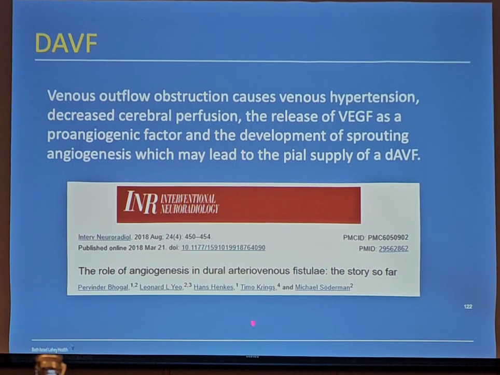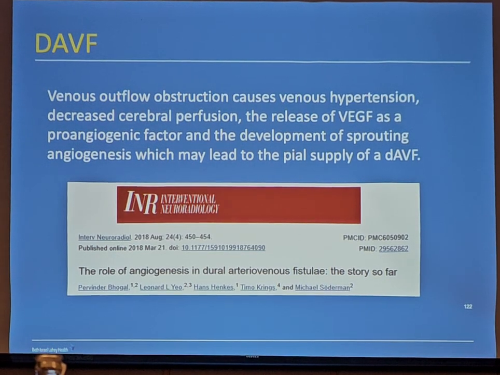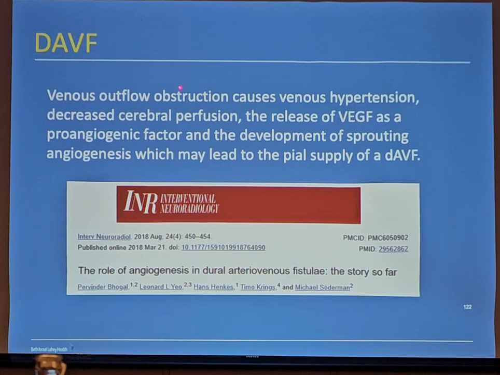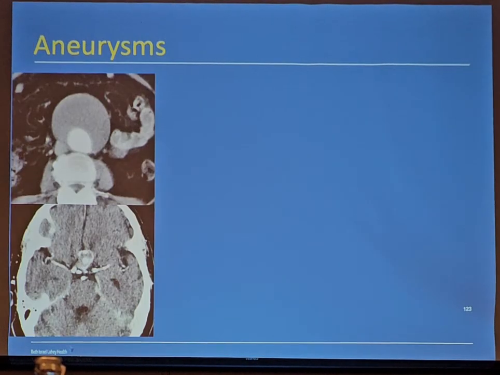Then we can understand how dural arteriovenous fistulas work. Because in dural arteriovenous fistulas, and this is known from animal experience, we need the combination of venous outflow obstruction together with the release of VEGF to develop the abnormal shunts. Venous congestion alone is not sufficient. VEGF alone is not sufficient. You need both for a dural arteriovenous fistula to develop.